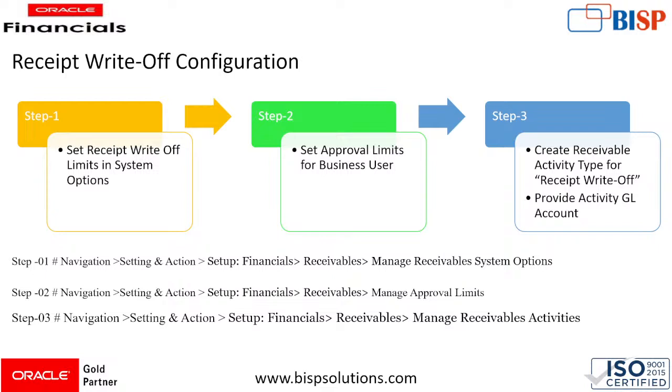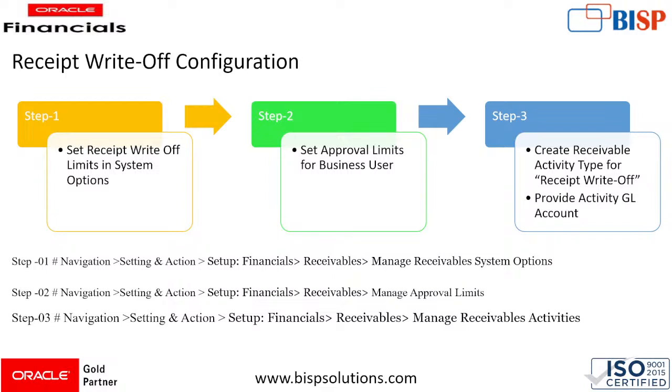So the first step is to set the receipt write-off limit in system options. First we will set up a write-off limit in the system options, and the second step is to set the approval limit for the business user, right? So that is the business user, you will provide him the limit, and then we will create the receivable activity, that is receipt write-off as an activity, and provide the activity GL account.